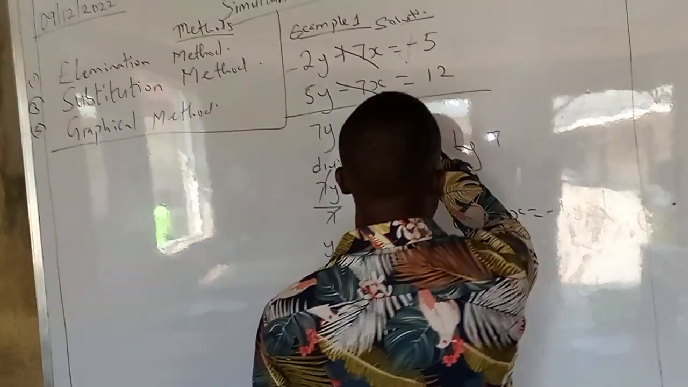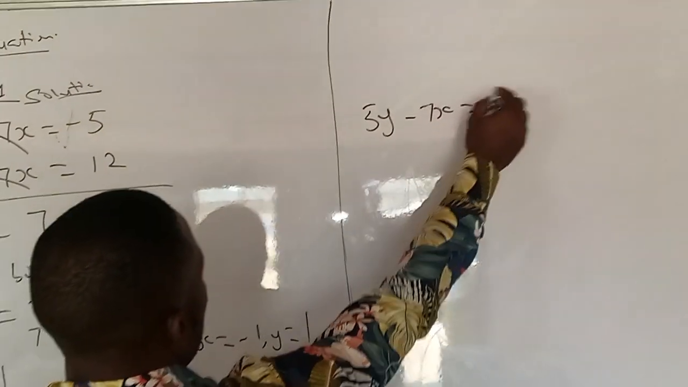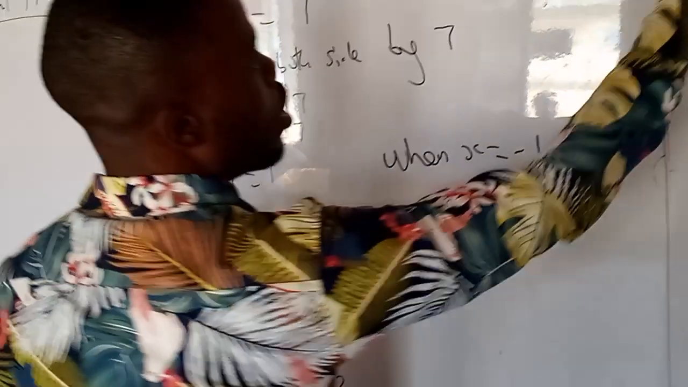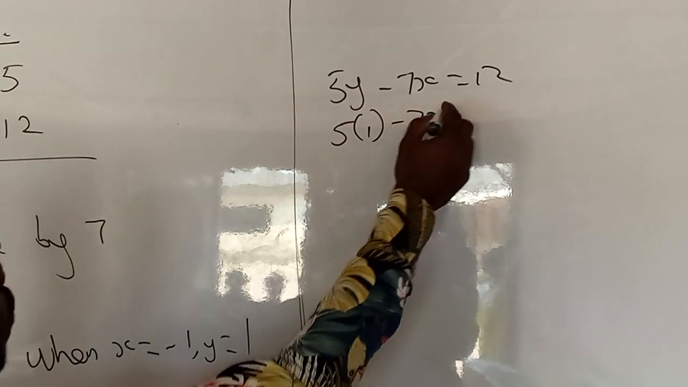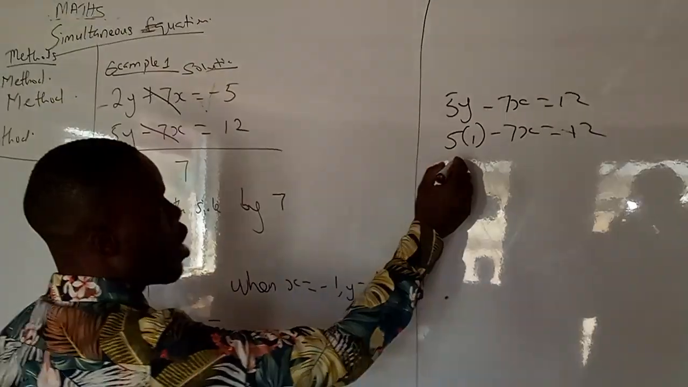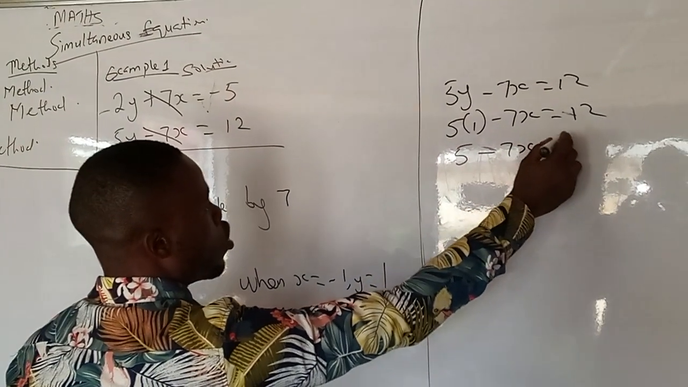Now, we can also use the second equation, 5y minus 7x equals to 12. So if you are using this, you get the same x, minus 1. 5, what is our y? Our y is 1, in bracket, minus 7x equals to 12. Okay, so 5 will multiply 1. 5 times 1 is 5 minus 7x equals to 12.